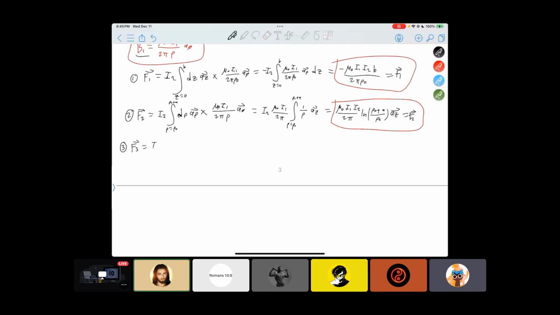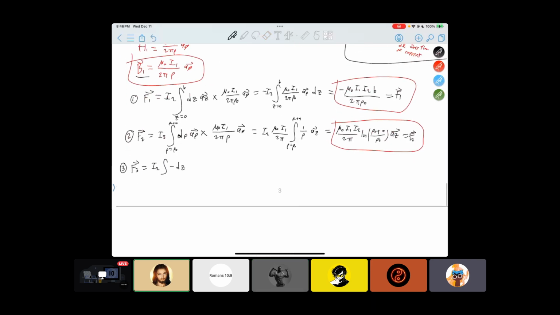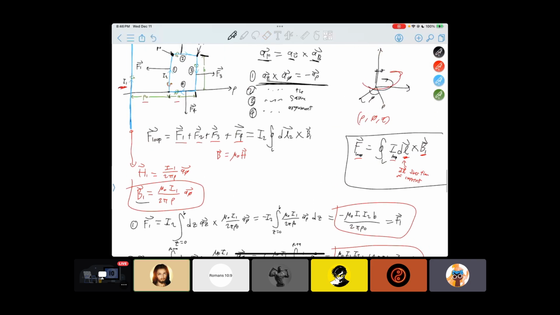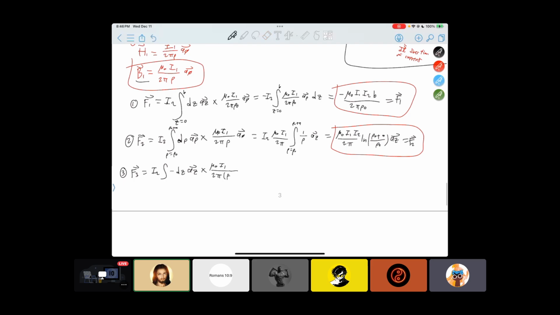So F3 now, it's the same exact thing. Now we're going in the negative dz direction, so this is minus dz, a_z. And the rho is constant. Here now we're at rho plus a, so we're going to stick rho plus a in here. We just have to be mindful of our variables. Now we're going from z equals b to 0, so we're changing the bounds a bit here. But no worries.